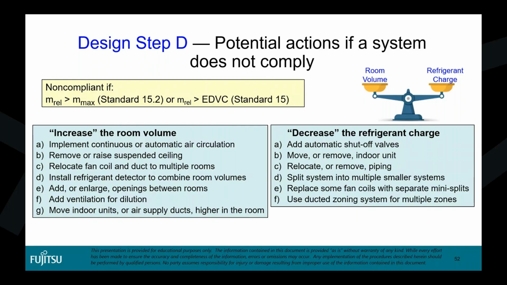You can replace some fan coils or put in mini splits in a part of that building. I've seen several cases where at the end of a building with many rooms, they were above the limit. Well, let's take out a couple of the rooms from the big system, put in mini splits there, and then we comply. You can also use a ducted zoning system for several zones. So this was just a quick hint on what can be done if we don't comply, unless we want to do the machinery room.